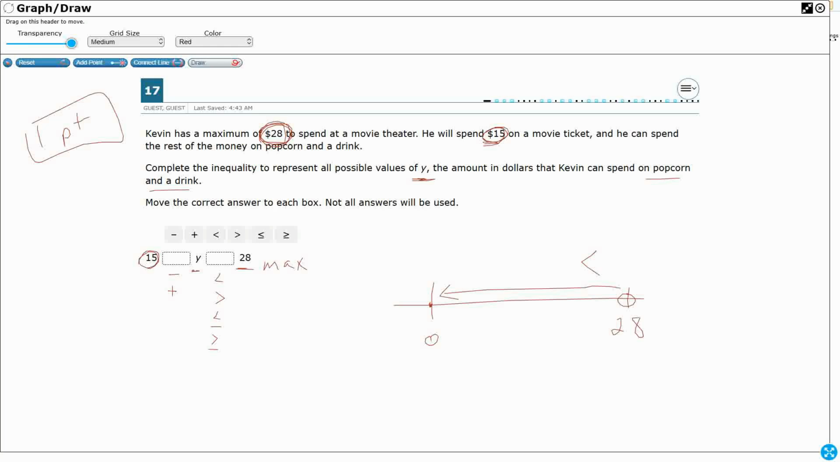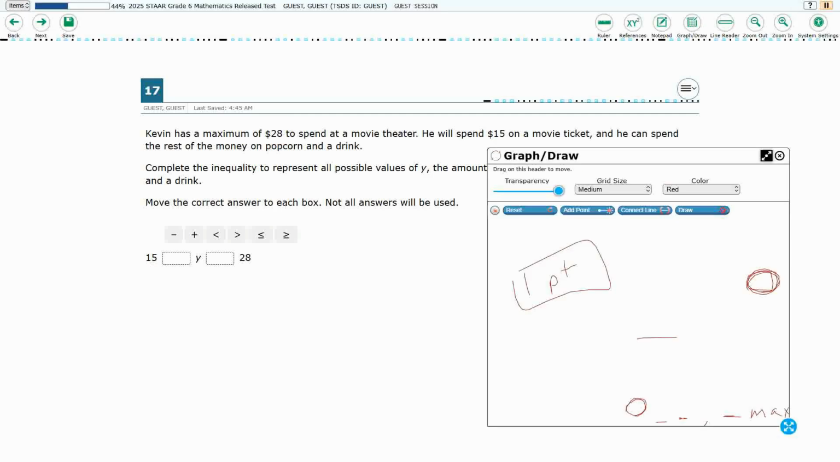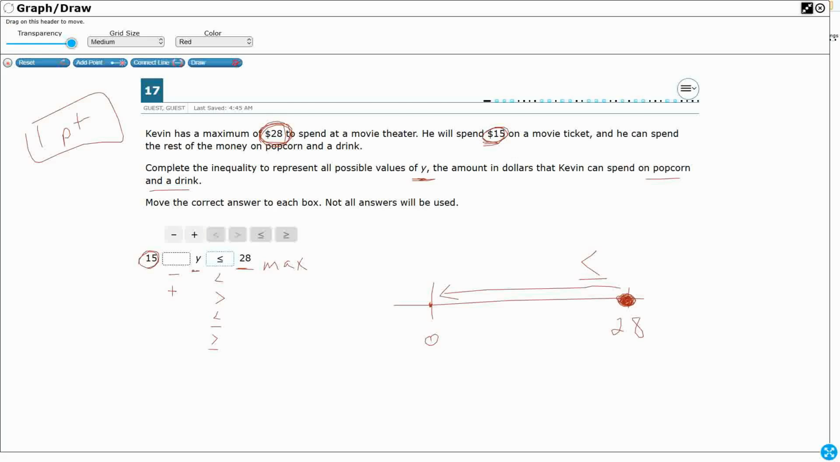So instead of it being an open circle, if we were to graph this, it would be a closed circle, because Kevin can spend up to $28, which means he can actually spend $28. What he cannot spend is $28.01 or anything greater than that. So this is actually going to be a less than or equal to, because we've got that closed circle. He could spend anything less than that.